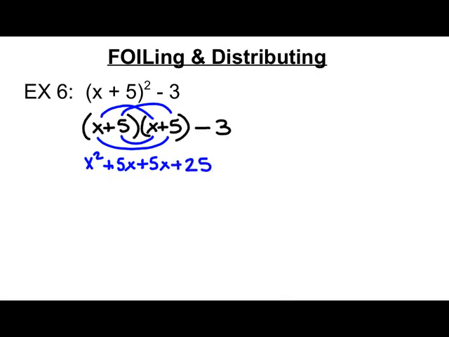Now that I have completed all that multiplying, then I can subtract 3. So what I'm left with is an x squared. 5x plus 5x is 10x. And then I have 25 minus 3, which is 22. If you look, basically you've taken something from vertex form, and now it's what we called standard form when we learned to graph, or standard form of a quadratic.